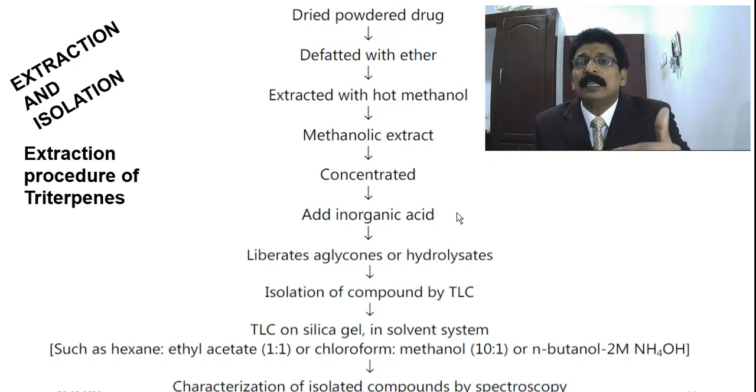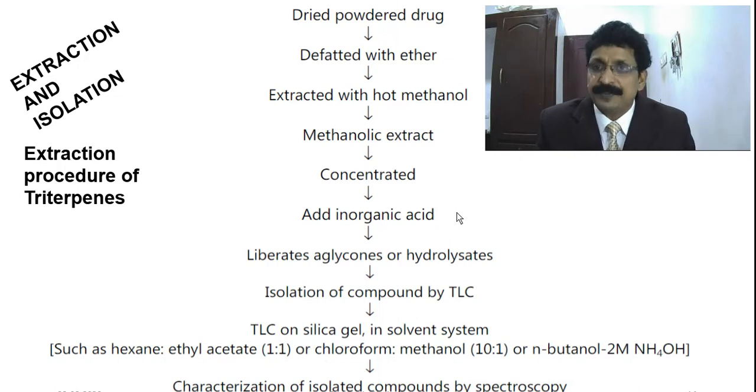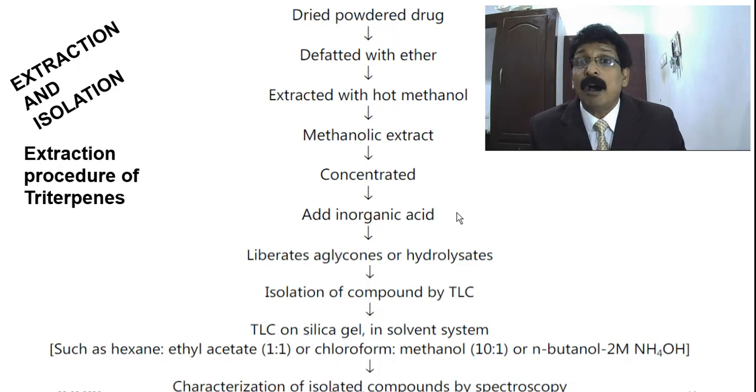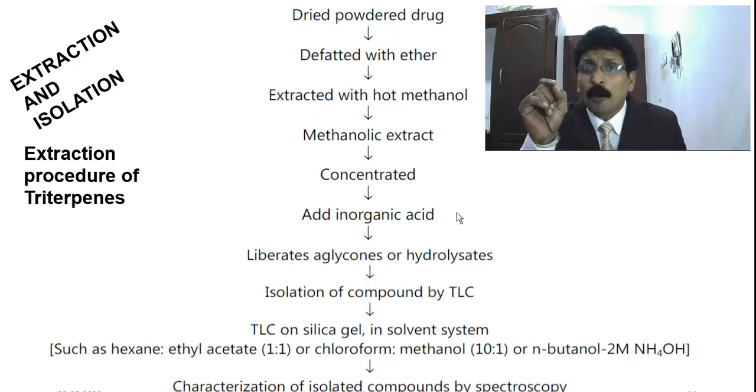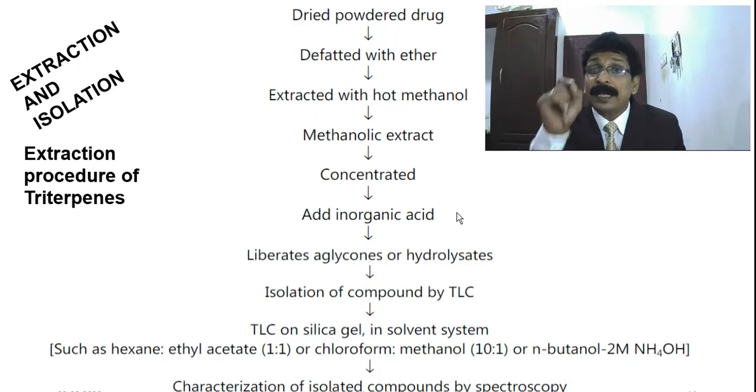These are just examples we have given which we can use, such as hexane to ethyl acetate 1:1, or chloroform to methanol 10:1, or N-butanol. Ammonium hydroxide can also be used in the ratio of 10:1. And after doing this separation, the compound isolated can be characterized.